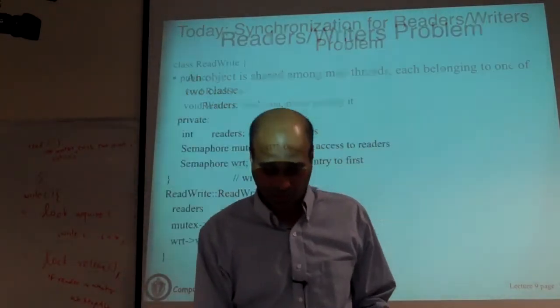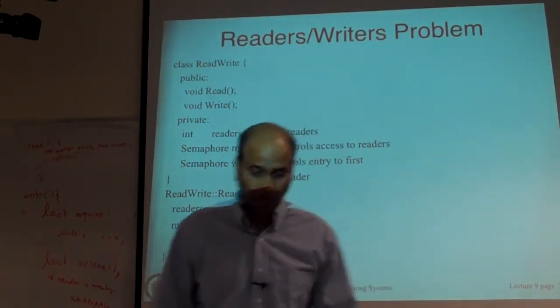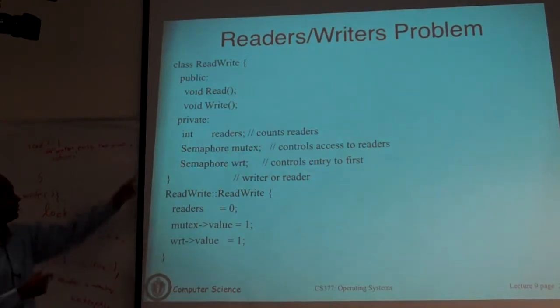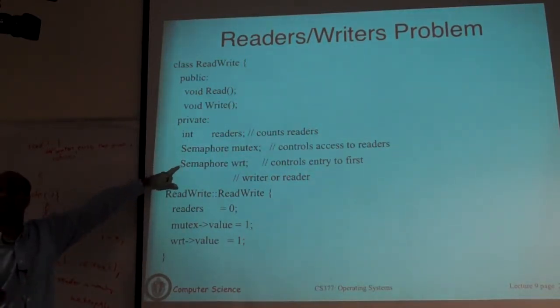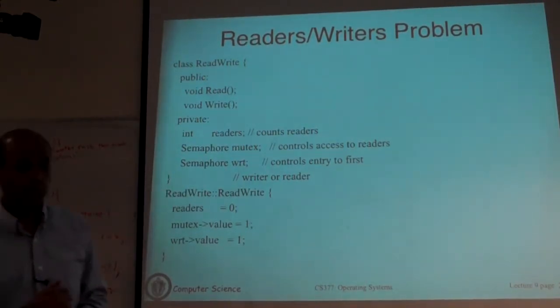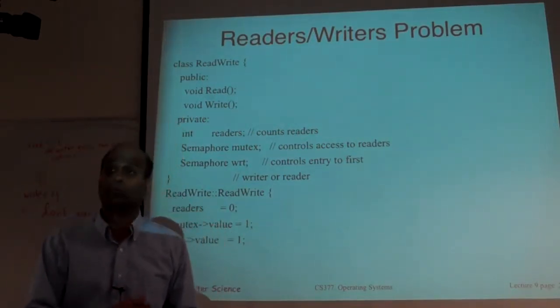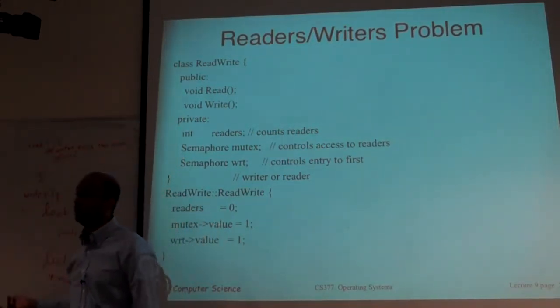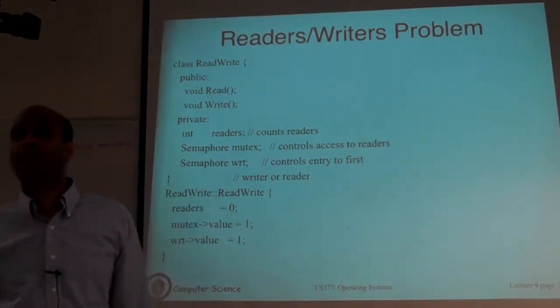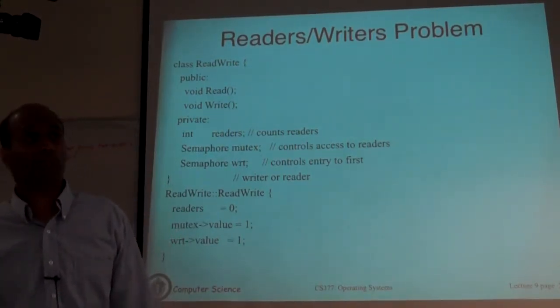Okay, so let me start showing you some code. Here is the code with semaphores, not yet condition variables. To do it with semaphores, we are essentially going to use a mutex semaphore. That's essentially a lock, a binary semaphore. We are also going to have a special semaphore called write, which controls entry and does the same thing. The best thing is we are going to actually track how many readers and how many writers exist in the system.